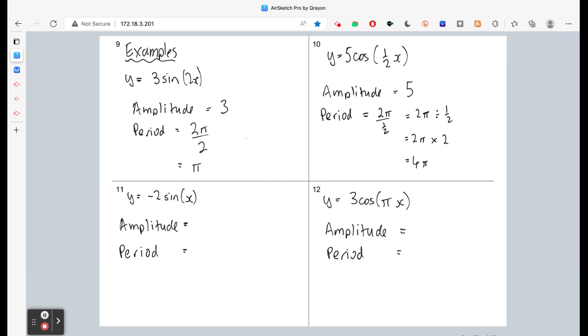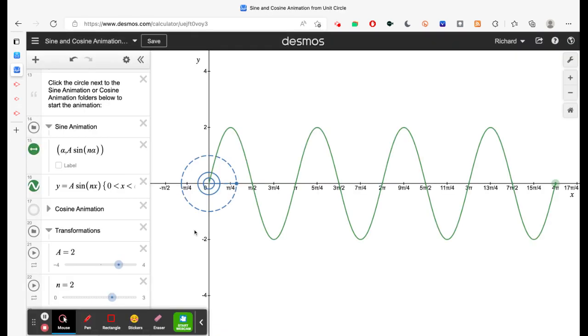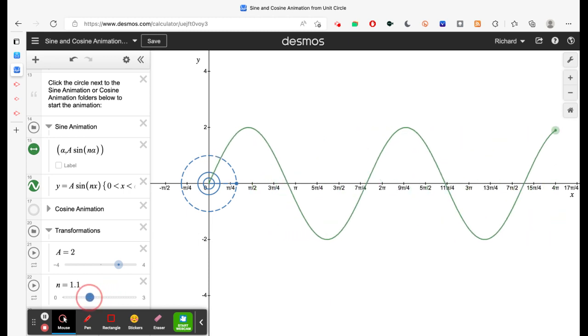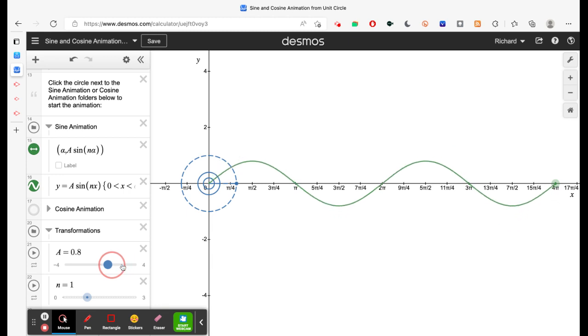This one here on slide 11 is different because of the negative there. So the amplitude is not negative 2. The amplitude is just 2. Let me explain a little bit more. If we look at Desmos and I change n back to 1, looking at the base graph, what do we know about transformations when we make the a value negative? Do you remember? Effectively, what we're doing when we make the a value negative is changing the output's sign. Where it was positive, it would be negative, and where it's negative, it would be positive.